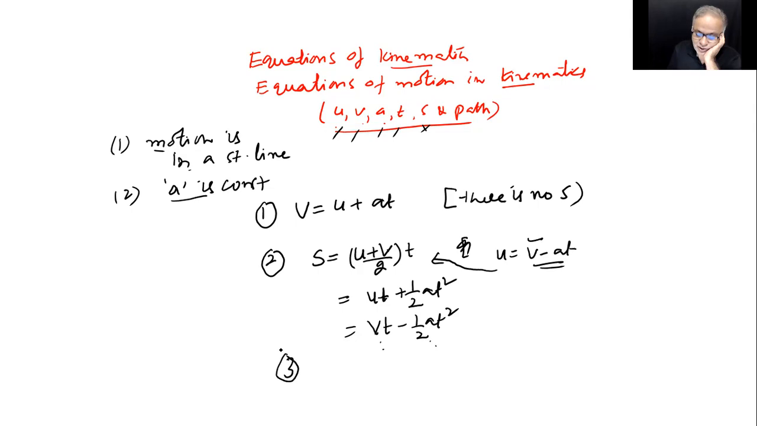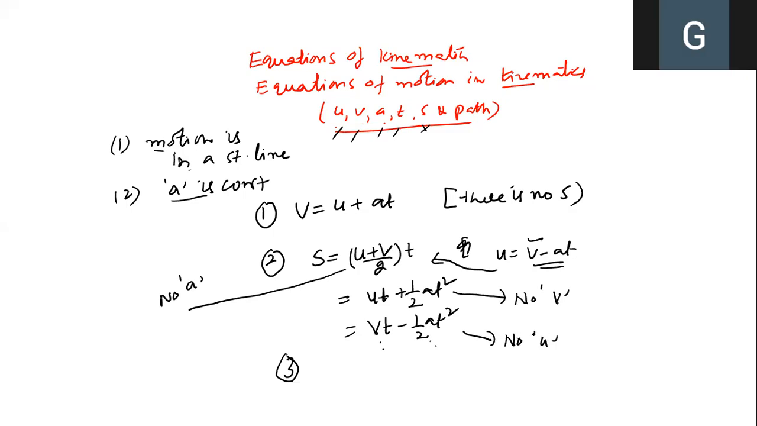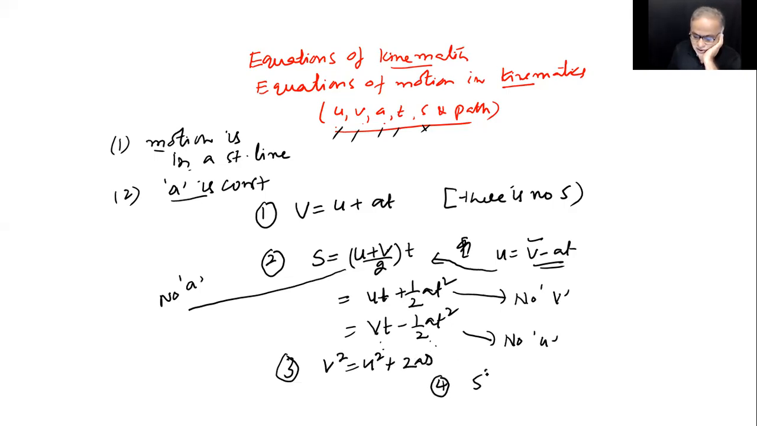And look, this equation doesn't have A here. This equation doesn't have V here. This equation doesn't have U. Then third one, V square is equal to U square plus 2AS. Fourth one, S in nth second is U plus A into (n minus half). All this will be used by us in solving scores of problems, after which we can generalize these equations and talk more.